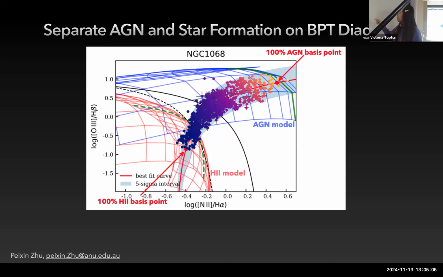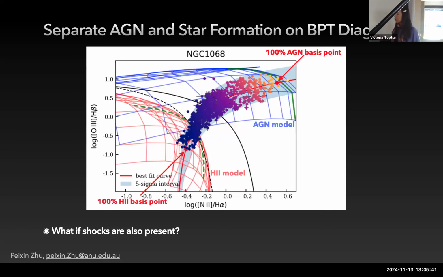So it means that each spaxel is a dot in this plot. The spaxels in the red grid area are dominated by HII photoionization, which is the star-forming regions. And the spaxels in the AGN model grids are dominated by AGN ionization. By assigning the distance of each spaxel toward the HII-dominated region and the AGN-dominated region, you are able to assign the fractional contribution of AGN and star formation, and therefore you can separate them.